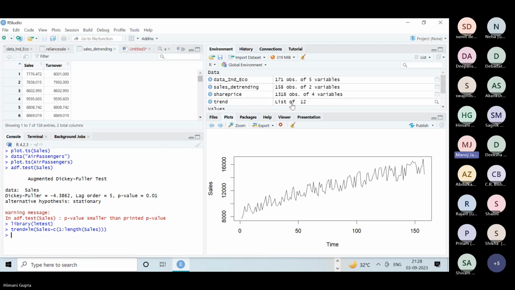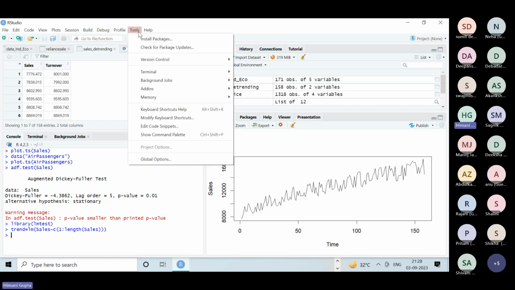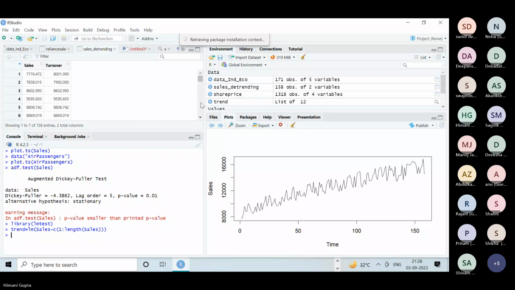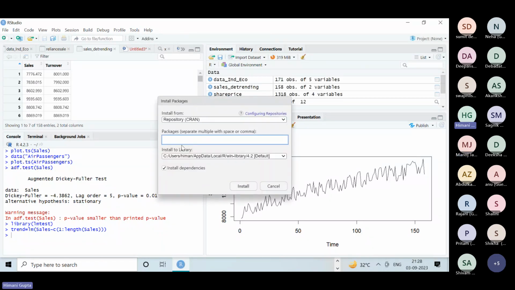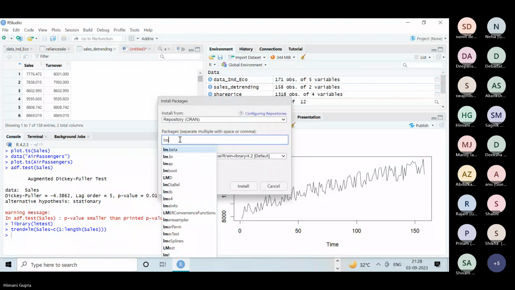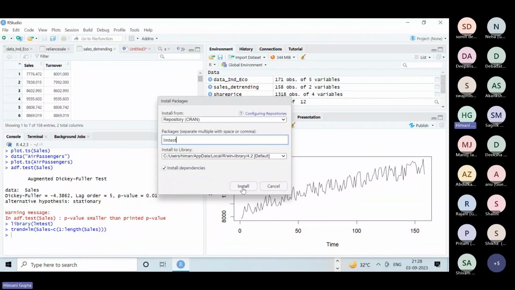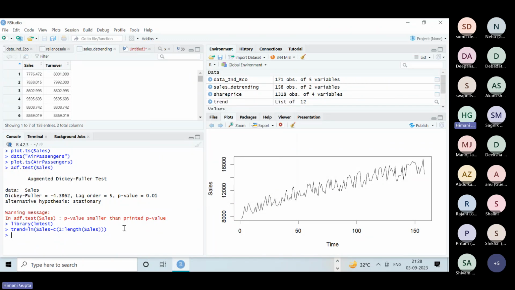Ma'am, my library lmtest is not installed. So just go to Tools, Install Packages, and then write lmtest and install it. It will take hardly a minute. Whenever R is installing or doing any work, you will see a red button over here.